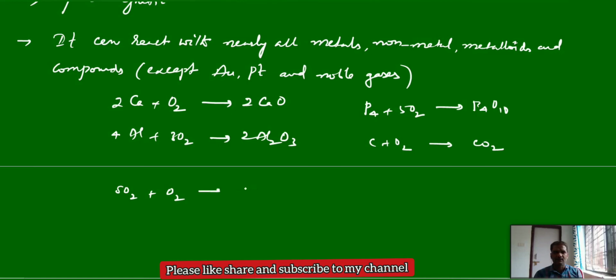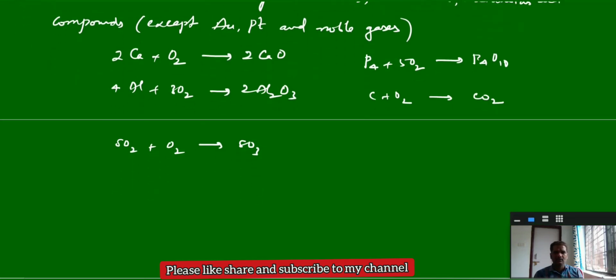SO2 will react with oxygen and can give sulfur trioxide. These are the reactions useful in the preparation of sulfuric acid in the contact process. This reaction can be catalyzed by vanadium pentoxide. And this is for the preparation of chlorine, where we can use copper chloride as a catalyst. For the preparation of chlorine we will use this reaction.